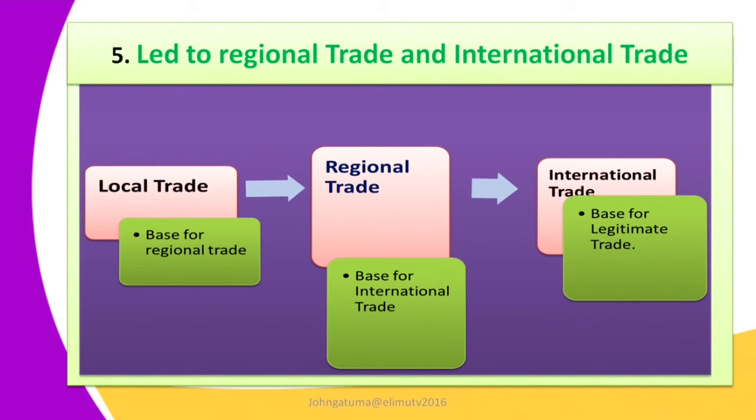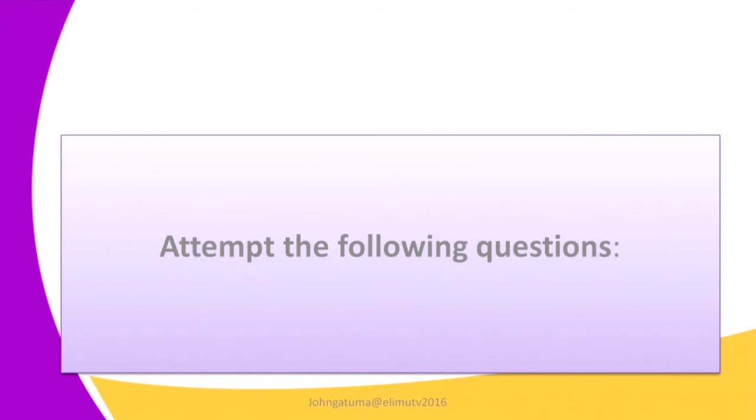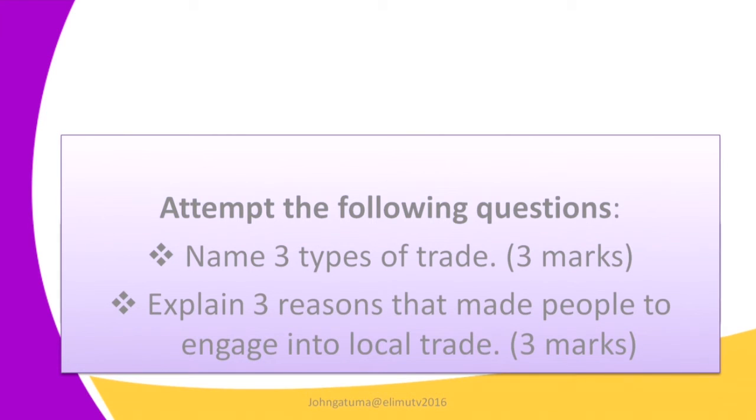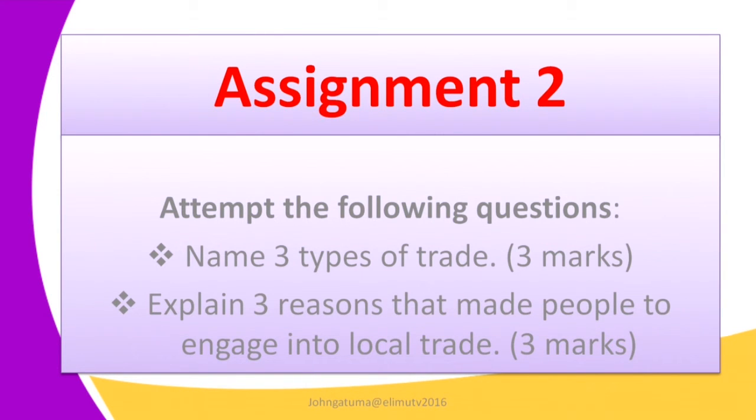So this brings us to the end of this lesson. And before we end, I want to give you some assignment to try at home that we shall discuss in the next class. So you attempt these questions. Question number 1 is name 3 types of trade, that is 3 marks. And question 2, explain 3 reasons that made people engage in local trade. Another 3 marks. So go and research on these questions, and in our next lesson, we shall discuss them in detail.